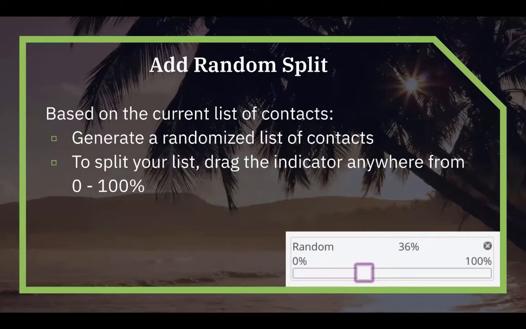Next is the random split and choose filter. Based on the current list of contacts on your page, you can randomly narrow down this list to a certain percentage. To split your list, you'll drag the indicator anywhere from 0 to 100%, and this will make the system generate a randomized list of contacts.